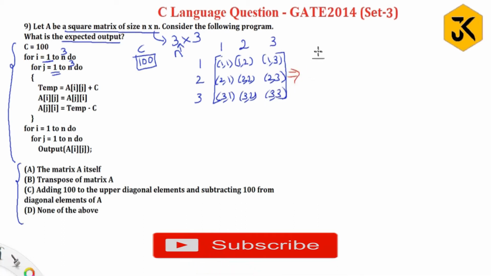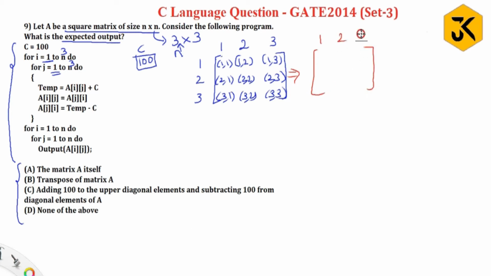If you understood this, let me take some values for those. Let's assume that I am taking some values as 1 2 3 4 5 6 7 8 9. Okay, fine. So this is the corresponding matrix, if you assume it's a 3 by 3 square matrix. Let me analyze the code.